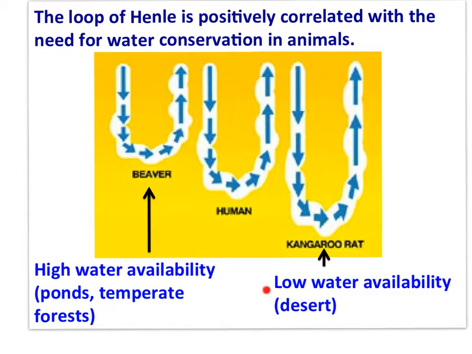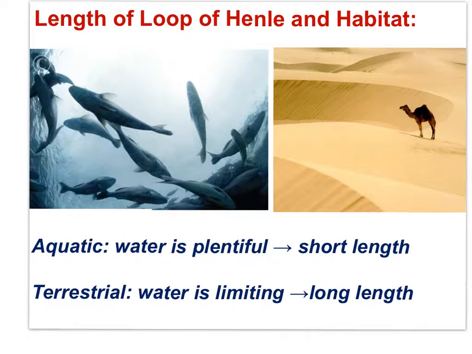Animals that live in very dry environments, deserts, are adapted to the local environmental condition by having relatively longer loops of Henle. Animals living in aquatic environments where water availability is high, thus water conservation is not critical to success in that local environment, would have relatively short loops of Henle. Once again, organisms living in environments where water is plentiful have little requirement for water conservation, thus the loops of Henle would be short.